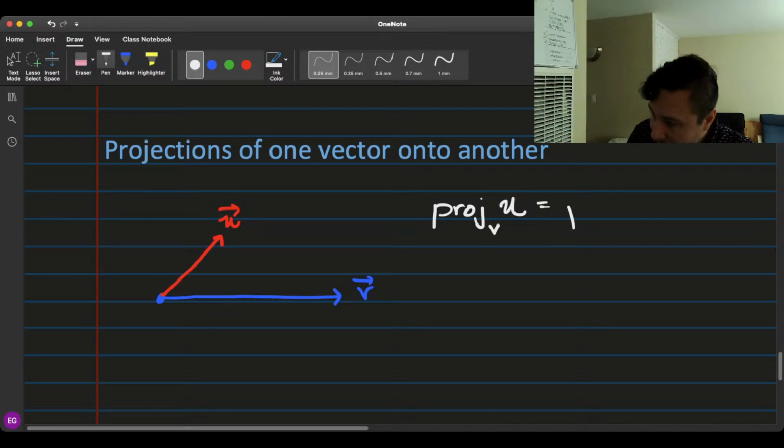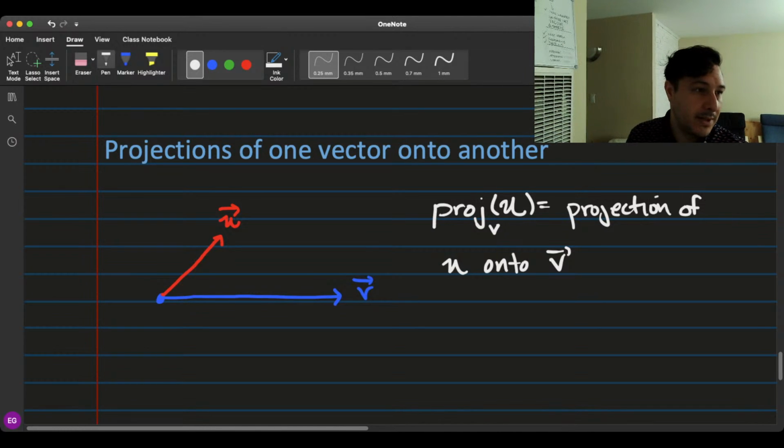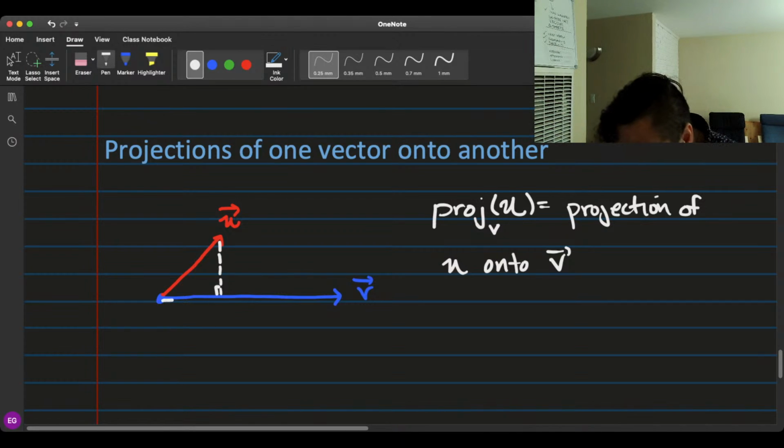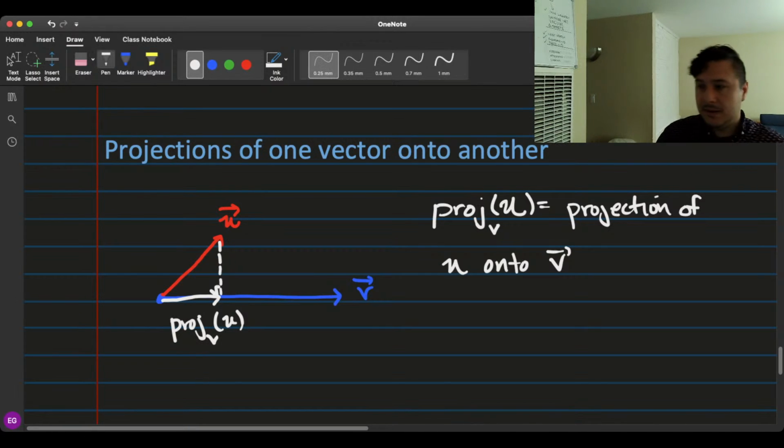This is the projection of u onto v. So you could put a parentheses right here. So the thing that's being projected is in the parentheses. What does it mean to project u onto v? It means that you drop an altitude and you get this vector right here. The thing in white is the projection of u onto v.